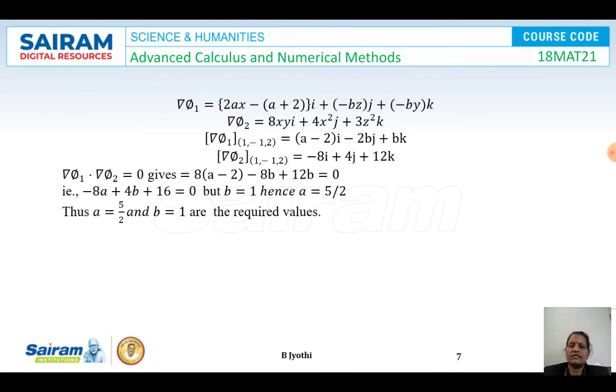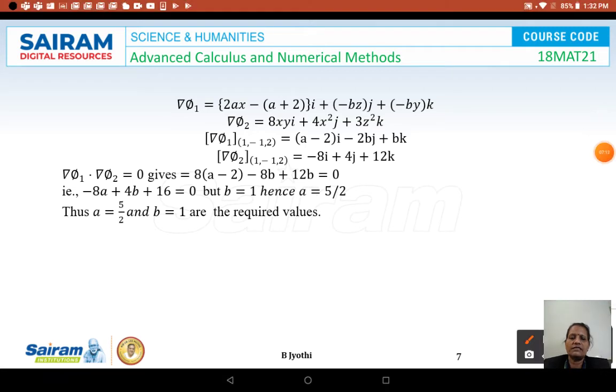So del phi 1 is given by (2ax − a + 2)i plus bz j minus by k, and del phi 2 is given by 8xy i plus 4x² j plus 3z² k. Now let us find out at the particular point, say (1, −1, 2). That gives us for the first one (a − 2)i − 2b j + b k. The second one, del phi 2 at the point, will be given as −8i + 4j + 12k.